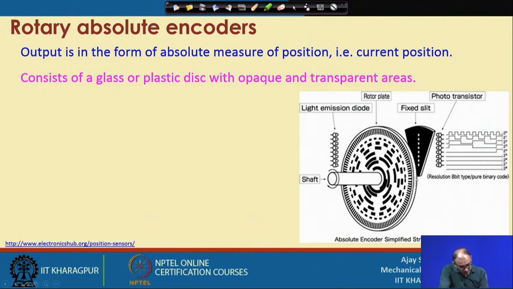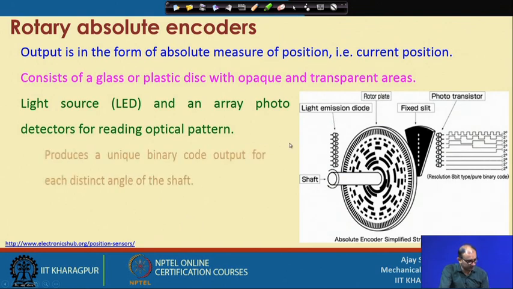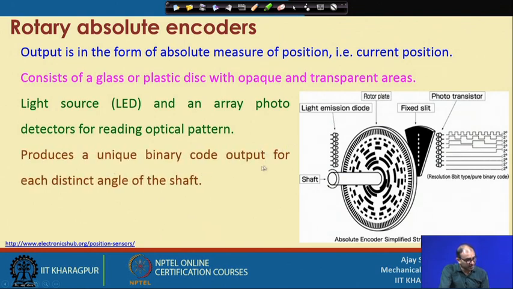In the earlier case the lines on the outer periphery were available, but this works on a different principle. A light source and an array of photo detectors read the optical pattern. So here you are getting one optical pattern. Earlier we were getting the A slit, B slit and Z slit, and you got some waveform. Here also you get a waveform, but it is unique for one particular instant, whereas in the earlier case you were getting the same thing. That was the difference. It produces a unique binary code output for each distinct angle of the shaft.